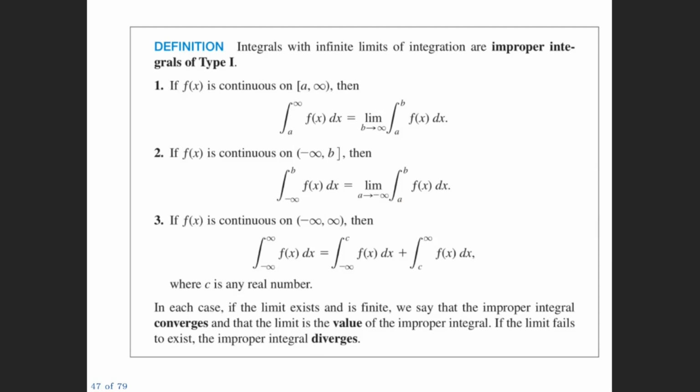If we have a minus infinity and infinity, then it's a little bit more complicated. We can't do this in one step. We need to split this into 2 integrals. Choose a number c, it doesn't matter which number you choose, any number c, and then split the integral at c. And then we use rule number 1 and rule number 2 to calculate these 2 integrals.